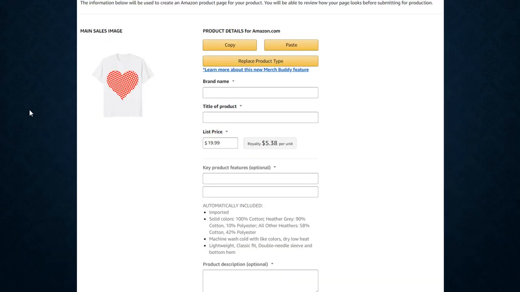Okay, so I basically threw up a picture of a random t-shirt with a generic heart graphic, because I wanted to look at what we have control over. Brand name, which is, of course, mandatory. Title of product, mandatory fields. These three are optional. Now, how important are they? They are important, and we'll look at why and what you can do with your key product features if you have time, and then even going further with product description.